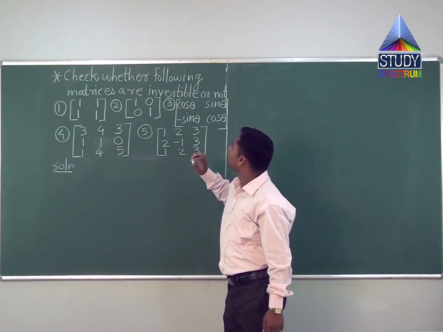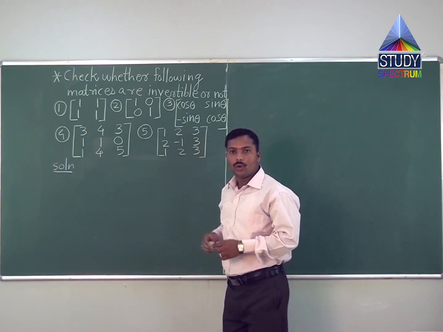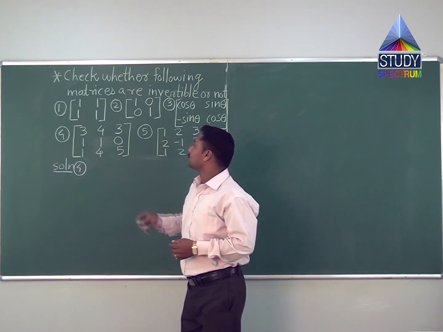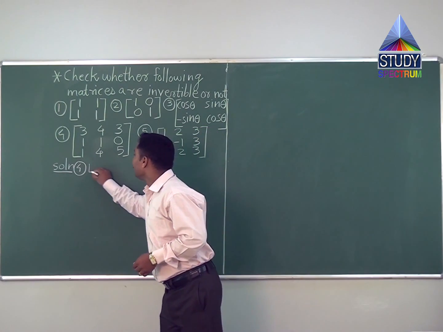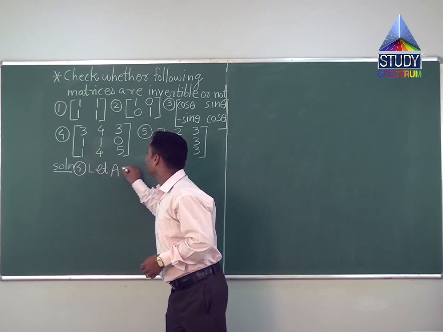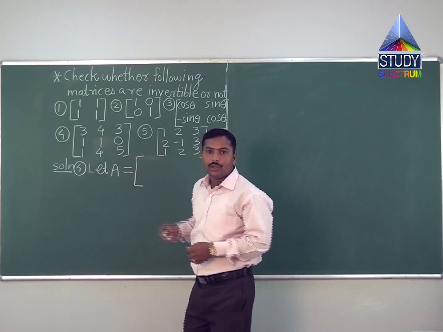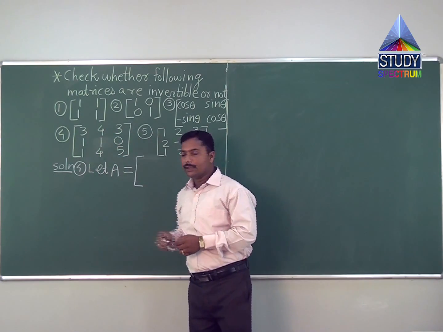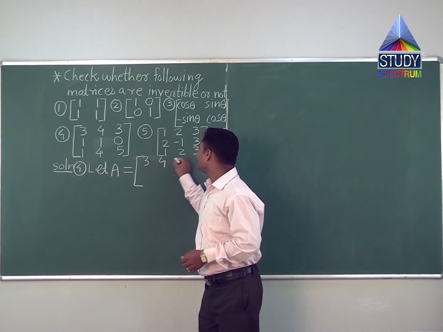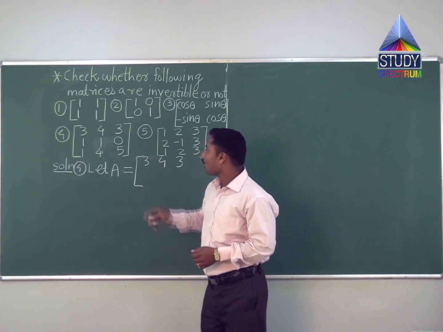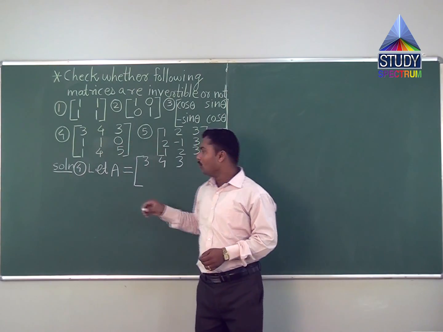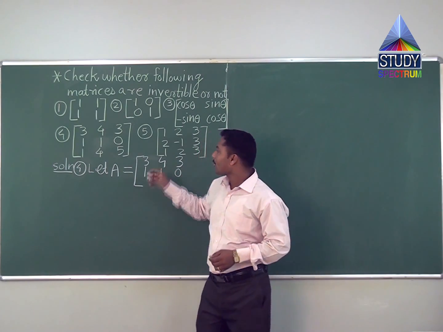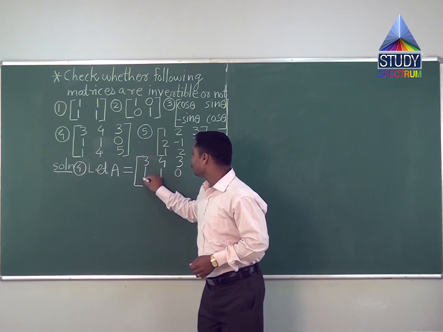Now the fourth and fifth matrix, whether each is invertible or not. We solve the fourth matrix first. So let A equal to the given matrix. First row is 3, 4, 3. Second row 1, 1, 0. And third row 1, 4, 5.